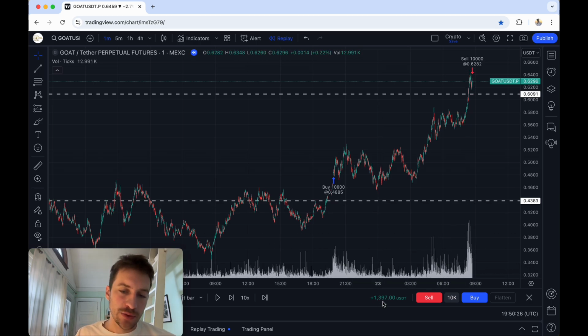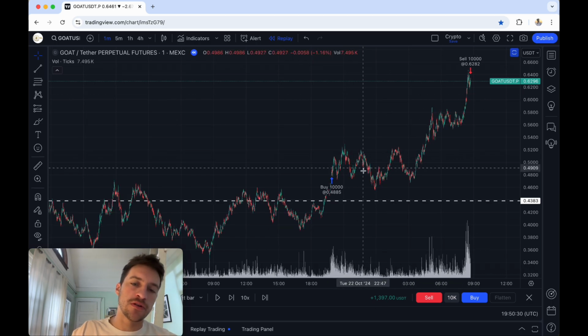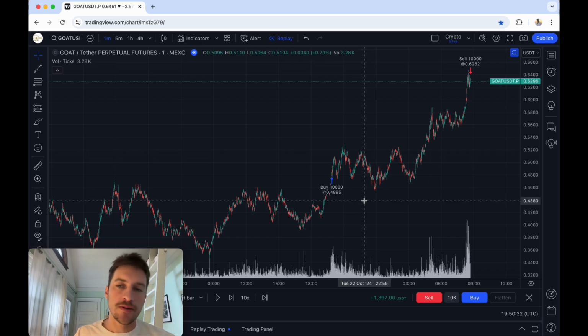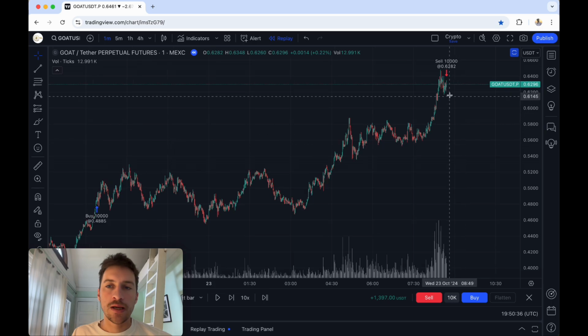You can see that it says we are up 1,400. This is just a fantastic, very easy way for you to practice trade. So this first trade here was a breakout trade, and I sold right here because that was just the trade that I wanted to take.